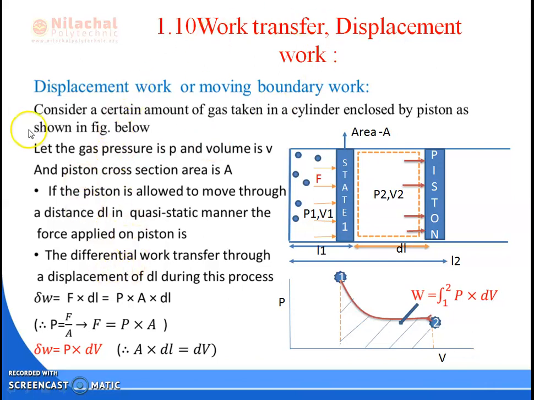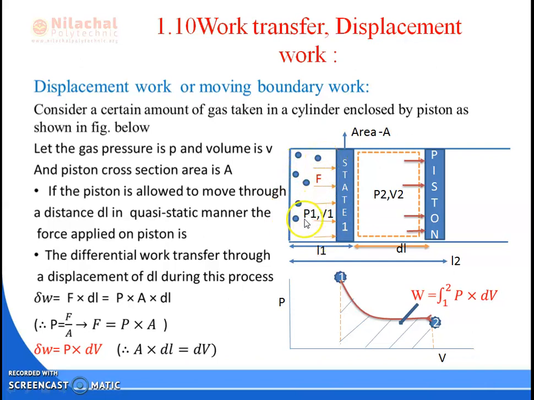So now we will discuss displacement work, or moving boundary work. That is also known as work transfer, and it is basically used for a closed system where no mass transfer is there, only energy interaction. So consider a certain amount of gas in a cylinder enclosed by a piston as shown in the figure below. So this is your cylinder, this one is your piston, and in the piston cylinder some gas is taken.